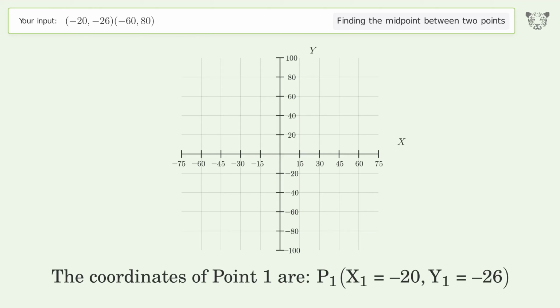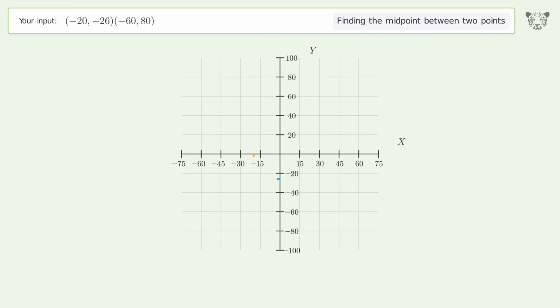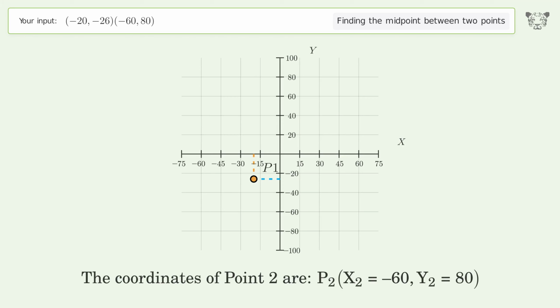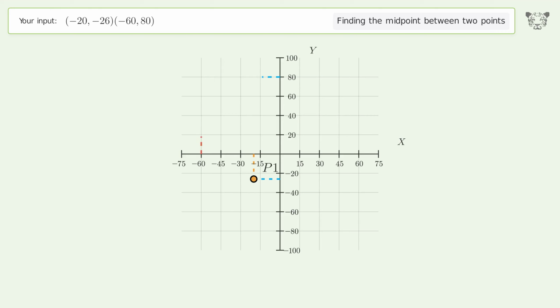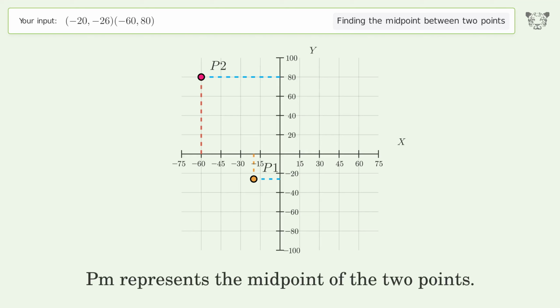The coordinates of point 1 are, x1 equals -20, y1 equals -26. The coordinates of point 2 are, x2 equals -60, y2 equals 80. PM represents the midpoint of the 2 points.